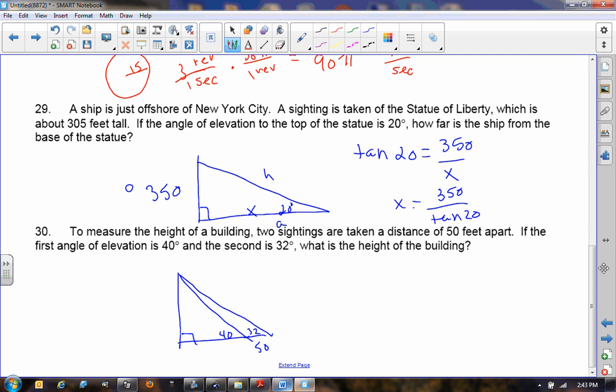Let's work it out. This is the height of the building. We'll call that h. We'll call this first part x, and the second part is going to be x plus 50. All right, so let's set up the first ratio. Let's look at this first triangle. Let's highlight this first triangle. First triangle is here.